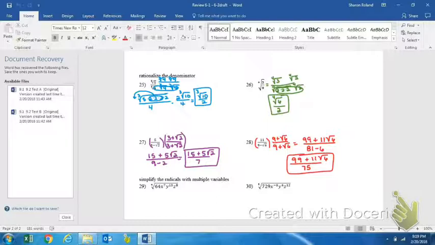All right, on number 29, you have to reduce it. Remember that the only part that's even remotely difficult is the number. So I'm going to come over here and break down 64 to its prime factors. 2 goes into 64 32 times. 2 goes into 32 16 times. 2 goes into 16 8 times. 2 goes into 8 4 times. And 2 goes into 4 2 times. So that can be rewritten as 6 2's.